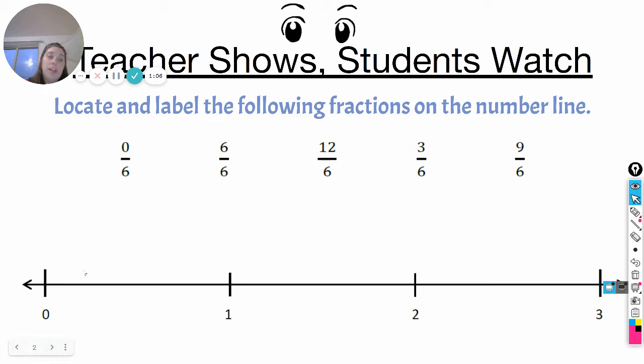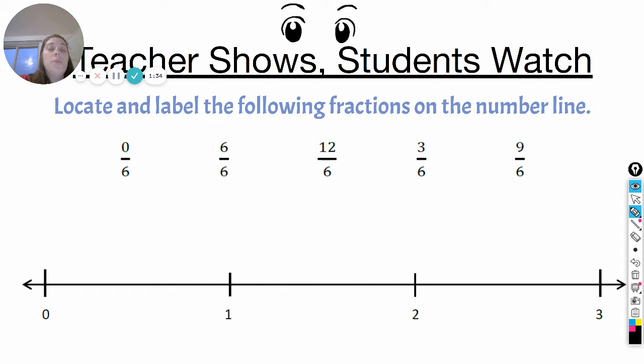So the first thing we need to do is figure out what we need to break our number line into. If I look at all my fractions, you can see my denominator in all of them is 6. Because my denominator, or my bottom number, is 6, that means my number line needs to be broken into sixths. So the first thing I'm going to do is break my number line into sixths.